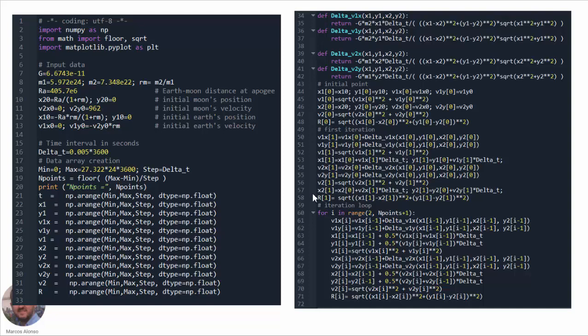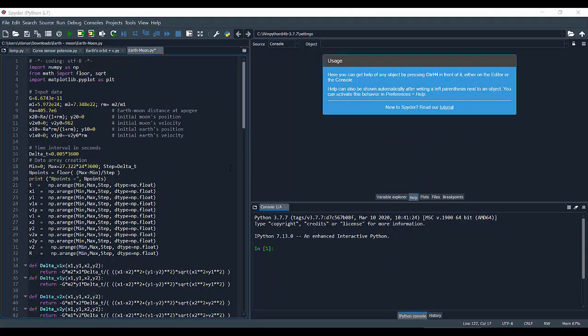We calculate here the first iteration that we have seen in the previous videos in this playlist, and then here we have the expressions for the general iteration loop, in which we are using, for more accuracy, the average value of the velocities in the current iteration and in the previous iteration. So now we can run the script and see the results.